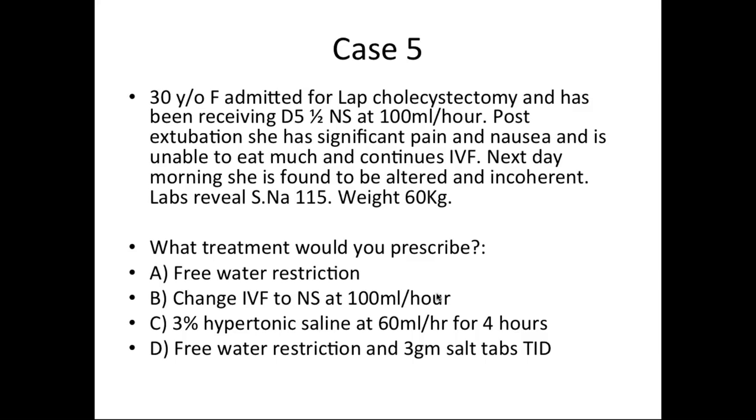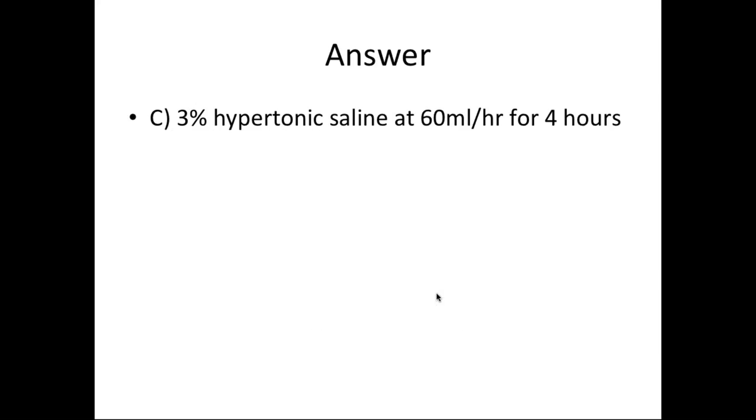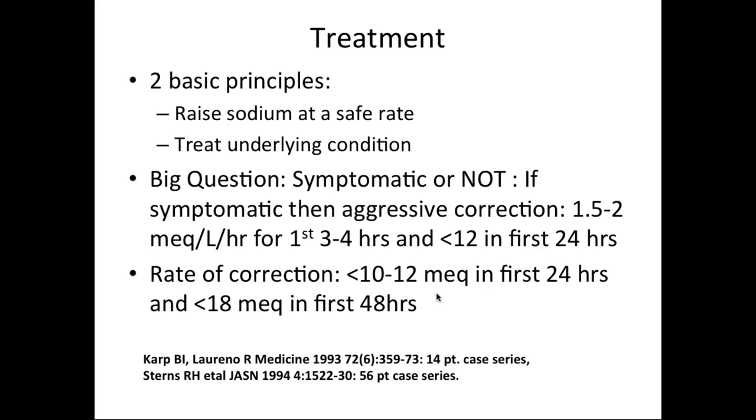The options are: pre-water restriction, change the IV fluid to normal saline at 100 ml per hour, give 3% hypertonic saline at 60 ml per hour for 4 hours, or do free water restriction plus 3 grams salt. My answer is that we should give 3% hypertonic saline at 60 ml per hour for 4 hours, because this is someone who's symptomatic and she's at the highest risk of getting cerebral edema, seizures and more, because she is a young female and she's had a rapid decline in her sodium.